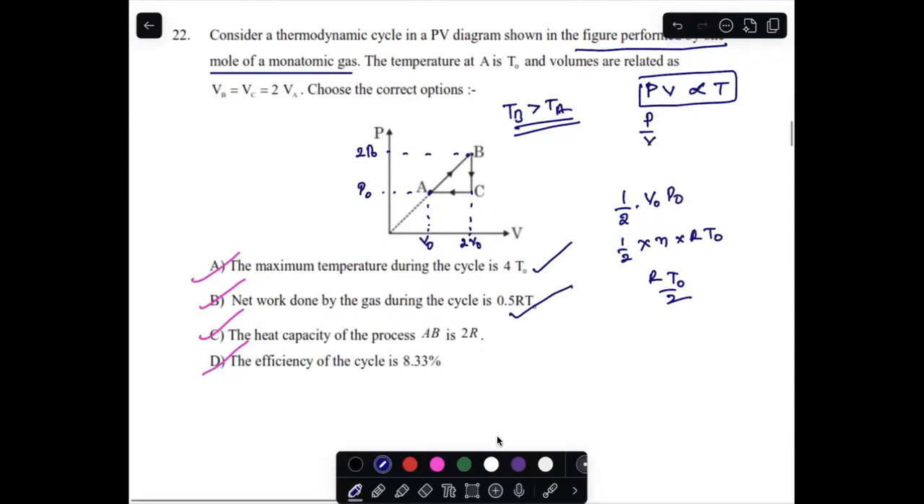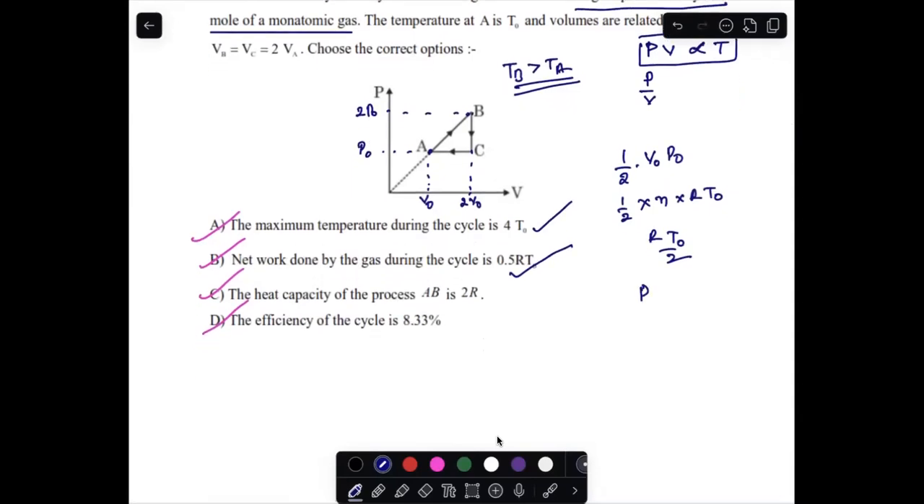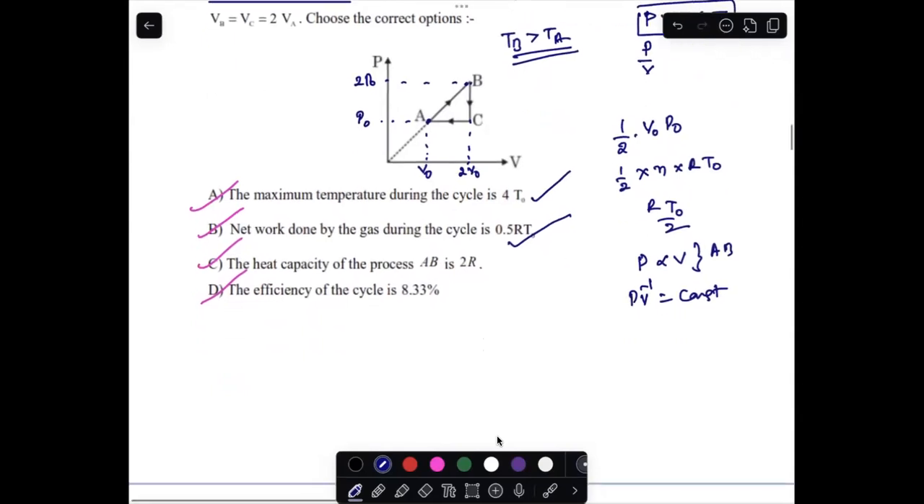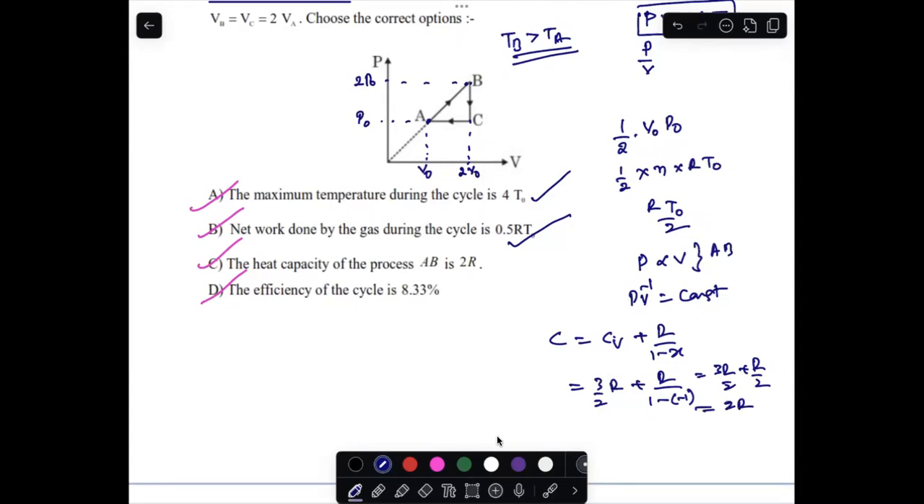Heat capacity of the process AB. Arre yaar, I just said it. P proportional to V is the process AB. So PV to the power minus 1 is a constant for the process AB. So therefore, molar heat capacity is CV plus R by 1 minus X. 3 by 2 R plus R by 1 minus 1. This is 3R by 2 plus R by 2, 4R by 2, 2R. C is equal to 2R. Correct.